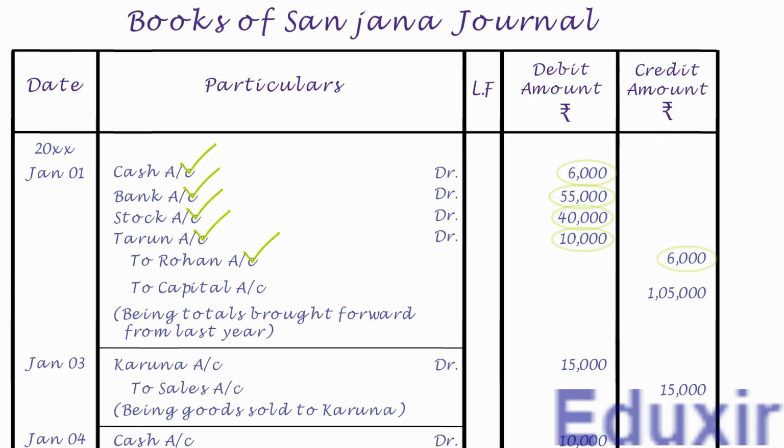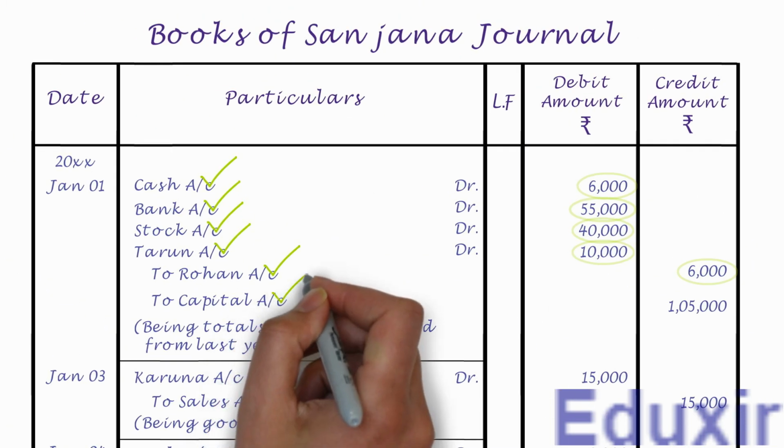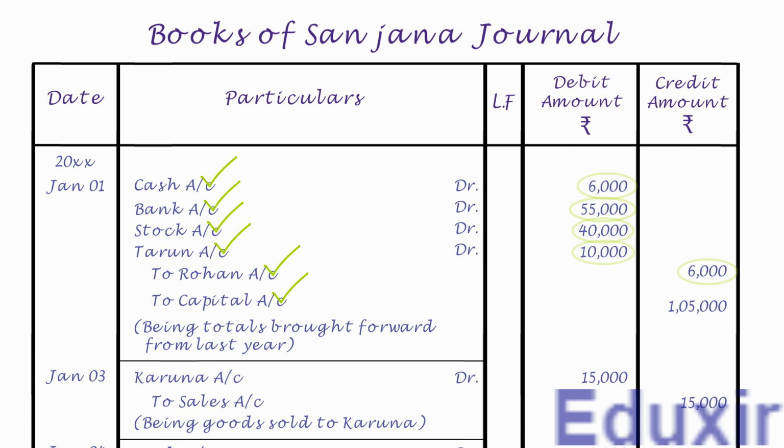As the name suggests, it needs to be posted on the credit side of capital account and the credit amount is 1,05,000 rupees. Note that the details that need to be posted into the particulars column is balance brought down. For posting this entry, we need to create a ledger account for capital as it is not yet created. Let us first write the title as capital account.